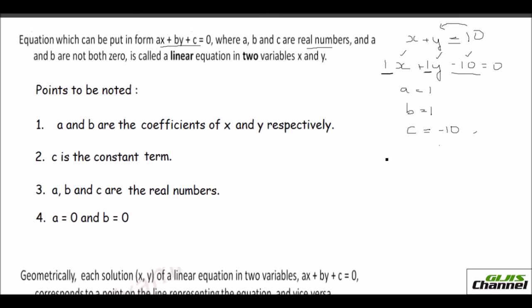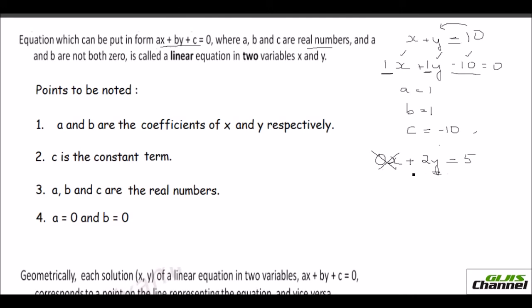Just imagine if I put 0x plus 2y equals 5. Just think, if the coefficient of x, that is my a, is 0. That means this is not there, right? There is no value for this. So here, this won't be a linear equation in two variables. It becomes a linear equation in one variable, right? You just have the y here.